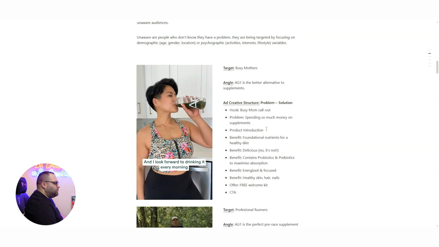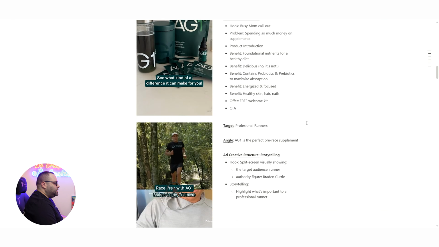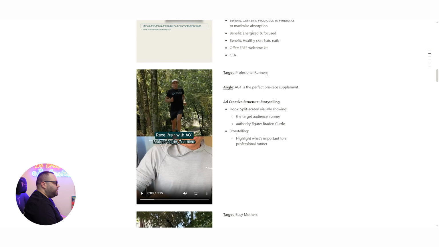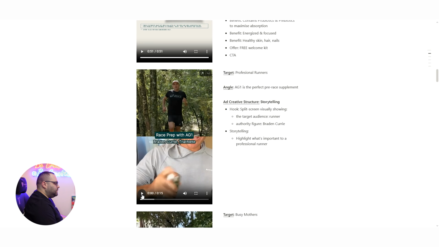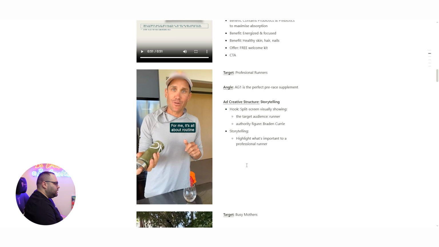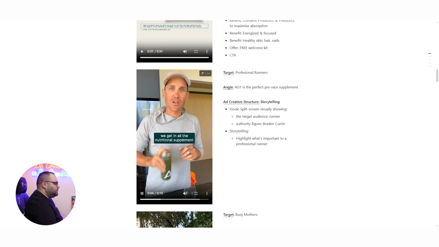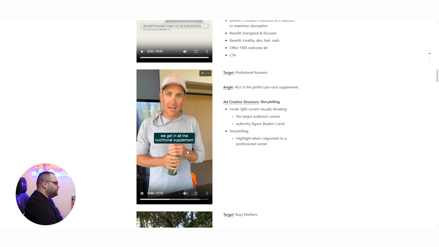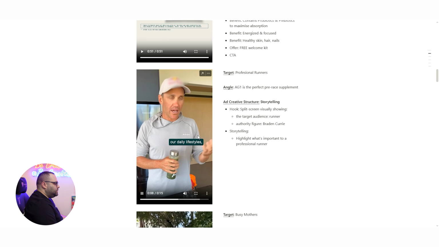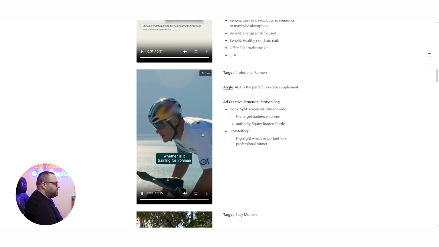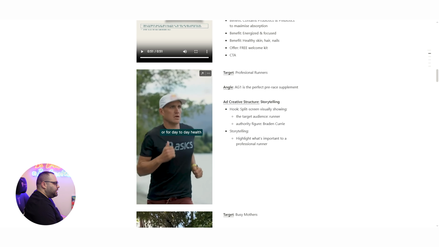So busy mom spending so much money on supplements, product information, and all of that. Let's see something with professional runners, perfect pre-race supplement, okay? Let's go and see that. Okay, all about routine. Needs to support daily lifestyles and stuff. So this is the angle that they have chosen for this one.